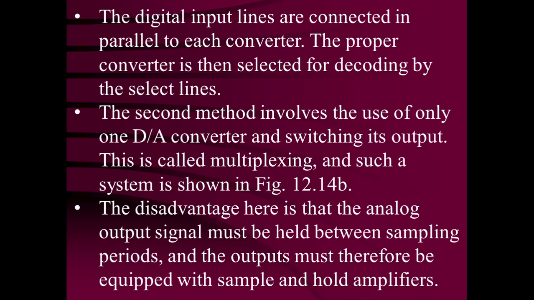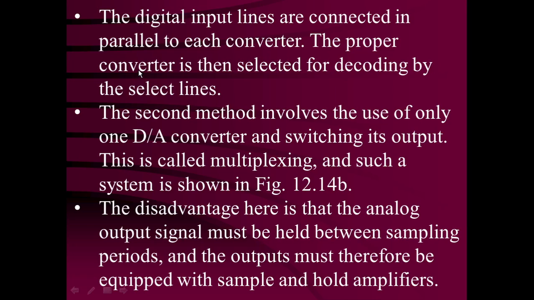For another channel, another digital information will be obtained and stored in a Y output, and the third digital information will be decoded and stored in the third D to A converter, and the Z output will be there. So the digital input lines are connected in parallel to each converter. The proper converter is then selected for decoding by the select line. So which decoder is activated is decided by these select lines.